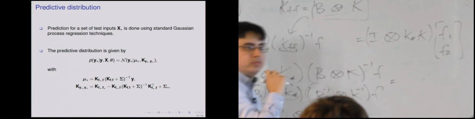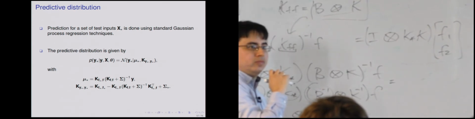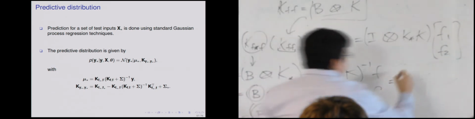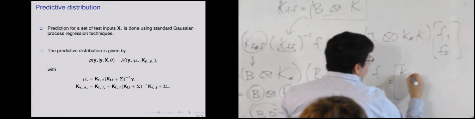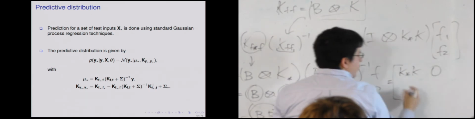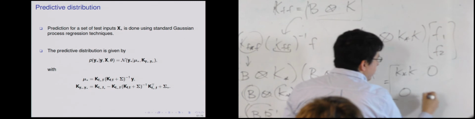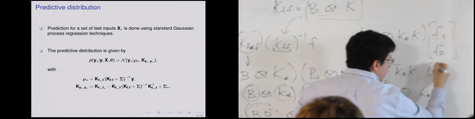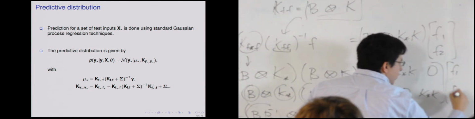Matrix where you have that matrix block diagonal twice. So it will have K star K. What will be the term here? 0. What will be the term here? 0. And then the same here. Times F1, F2.